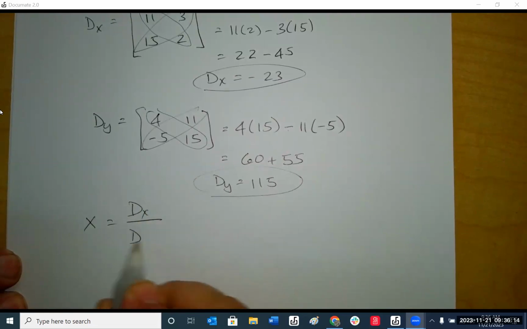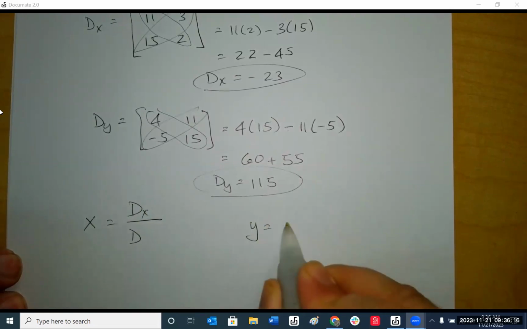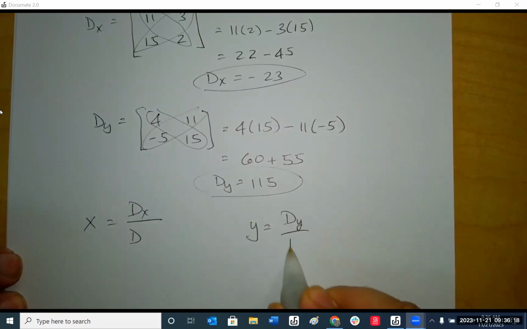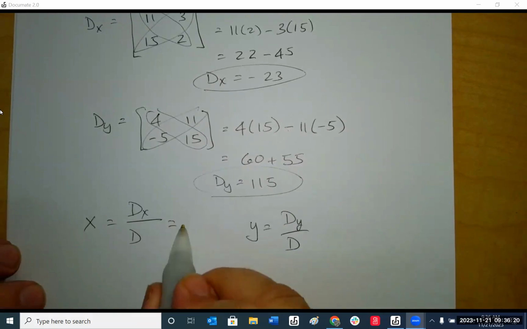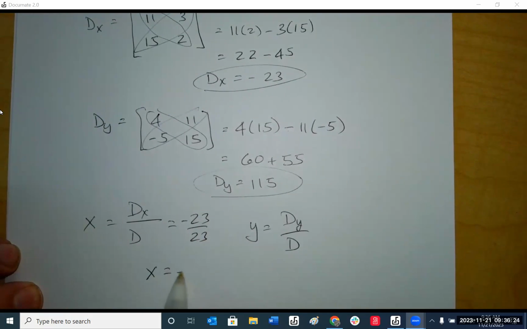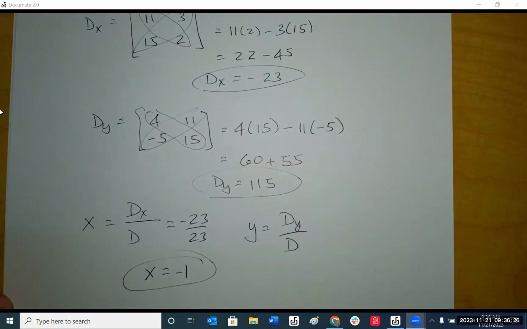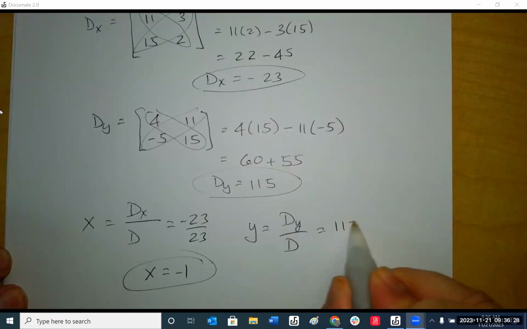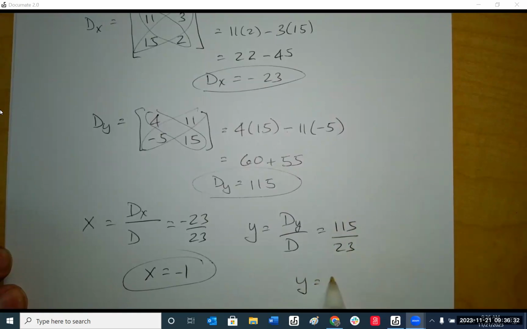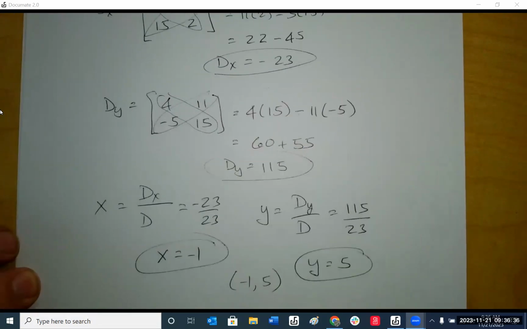X is dx over d. Y is dy over d. Negative 23 over 23. X is negative 1. 115 over 23. So y is 5. The solution is negative 1, 5.